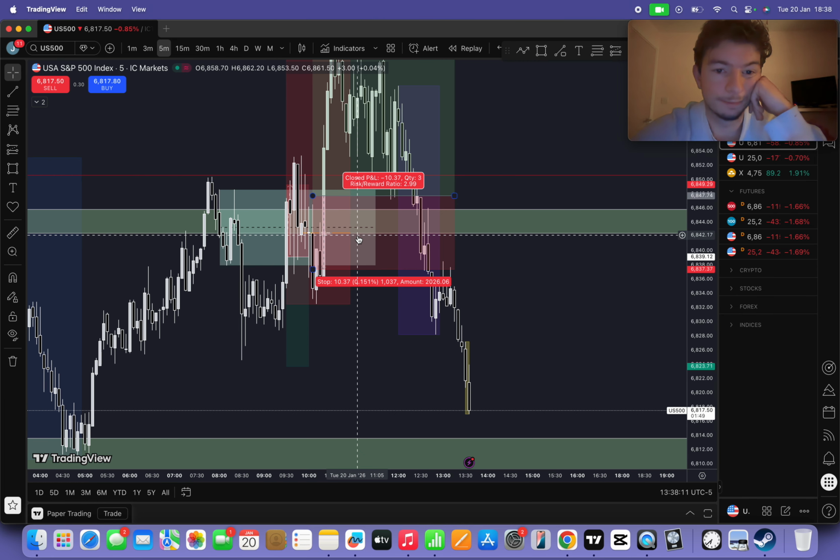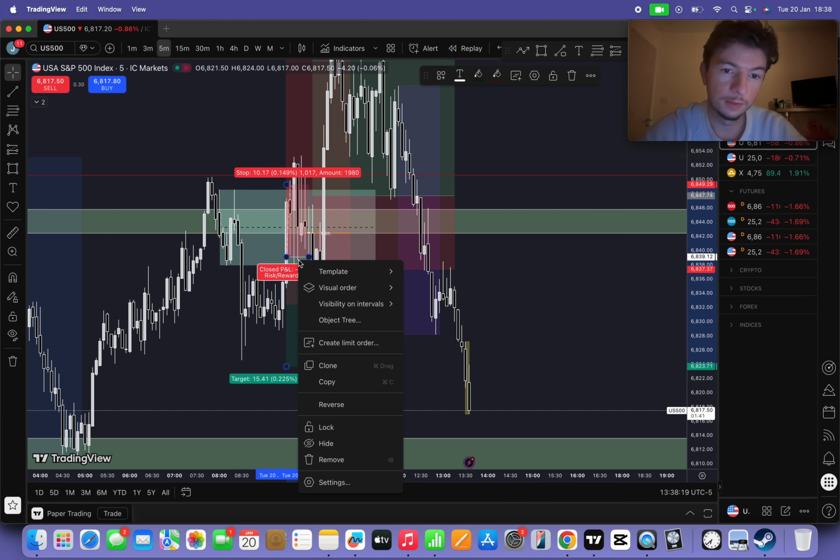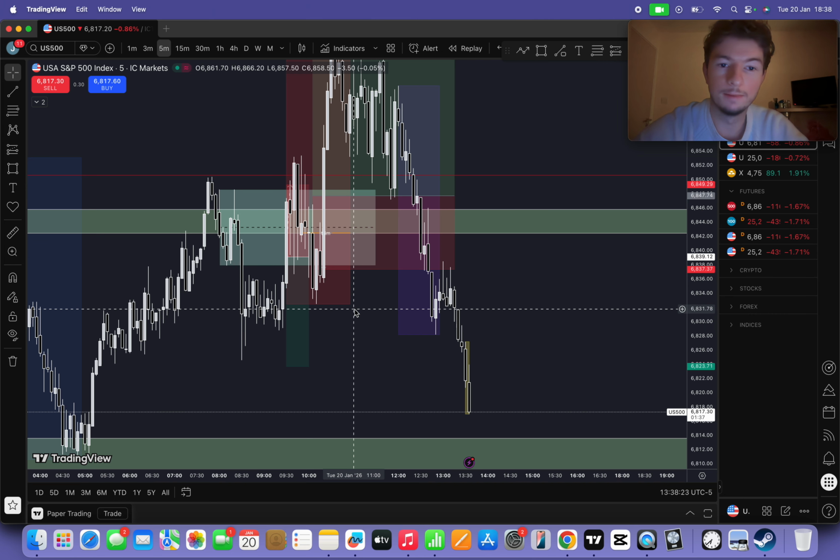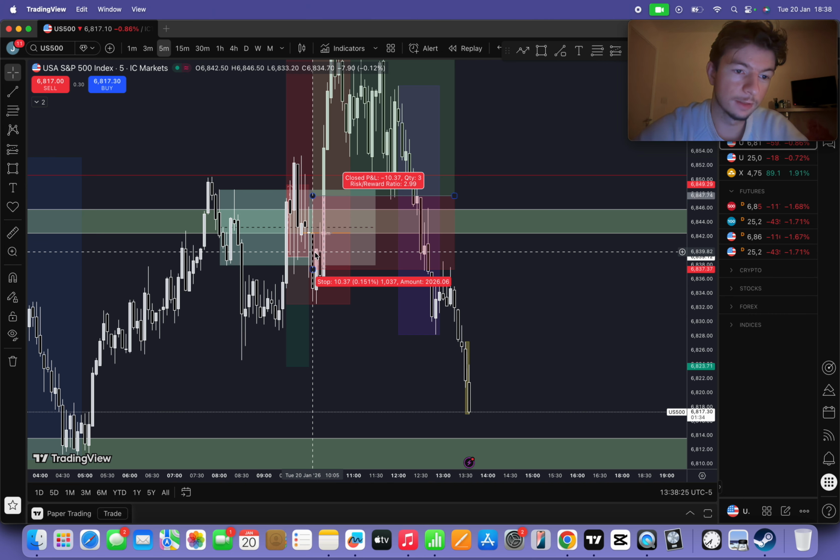My entry. What time did I actually get in? Let's have a look. So first trade, risk 2%, £123 stop. Entry was late. What time did I get in?